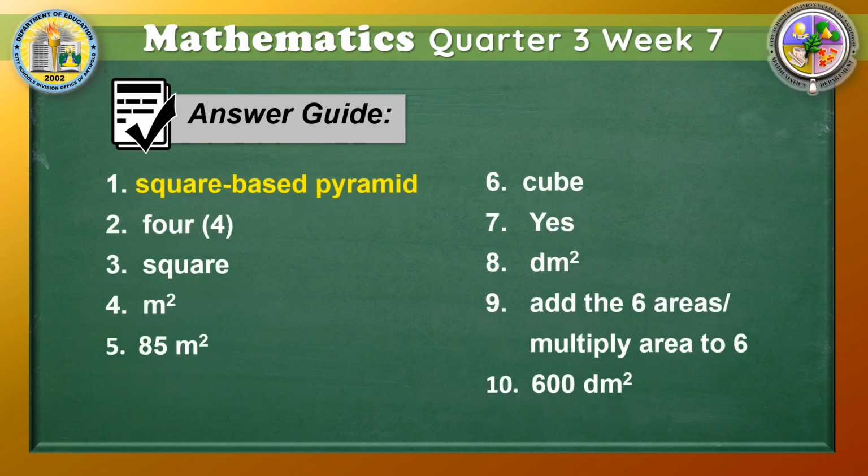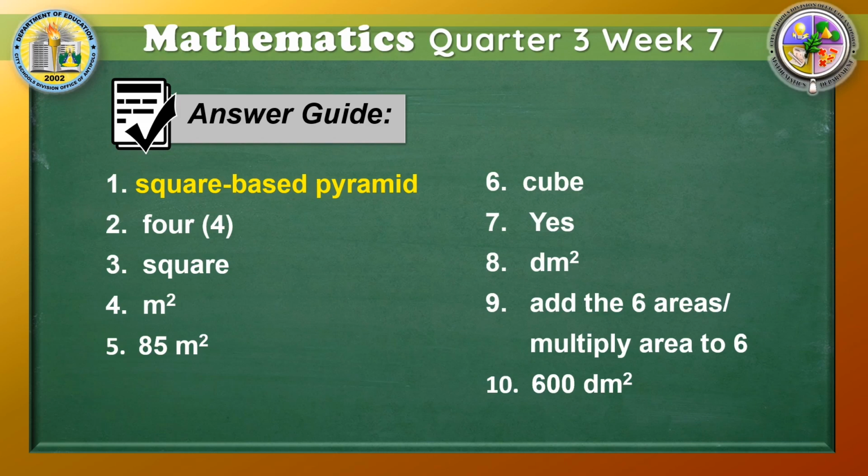Number 1, the answer is already given, so you start at number 2. The correct answer is 4. In number 3, the answer is square. In number 4, the answer is square meter. In number 5, the answer is 85 square meters. In number 6, the answer is cube. Number 7, the answer is yes. In number 8, the answer is square decimeter.